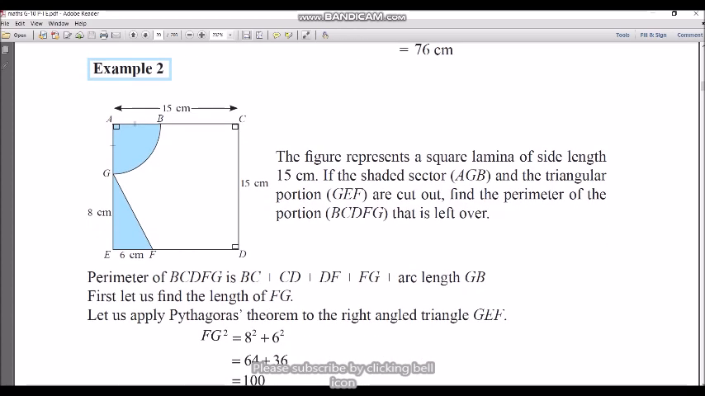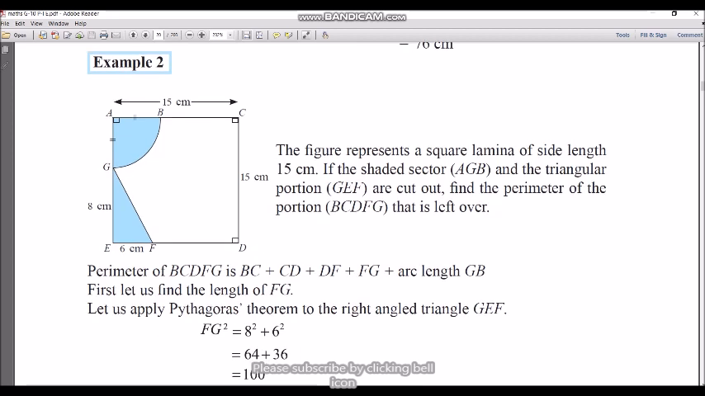The second example is also a very simple one. Here it contains several shapes where we can calculate the GF value by the Pythagoras theorem, that is 10 centimeters, well known values, and then BG we can calculate by 2 pi r.